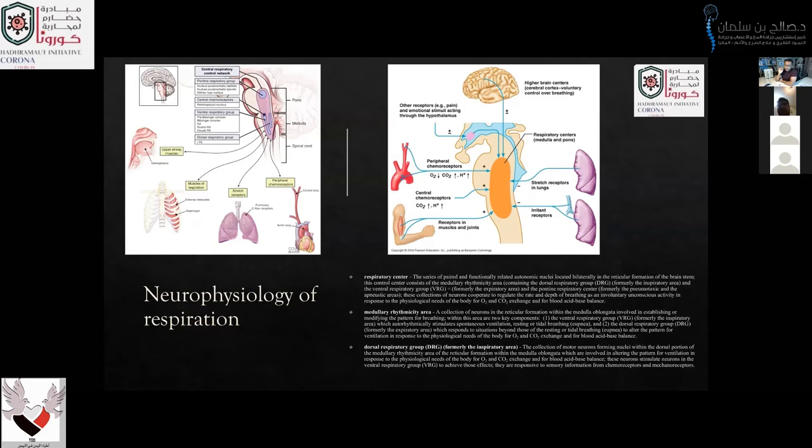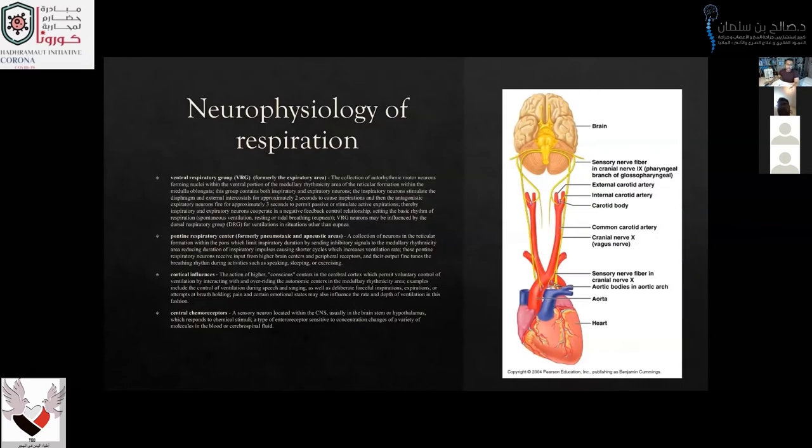The dorsal respiratory group, formerly the inspiratory area, is a collection of motor neurons forming nuclei within the dorsal portion of the medullary rhythmicity area of the reticular formation within the medulla oblongata, which are involved in altering the pattern of ventilation in response to the physiological needs of the body for oxygen and carbon dioxide exchange for blood acid-base balance. These neurons stimulate neurons in the ventral respiratory group to achieve those effects. They are responsive to sensory information from chemoreceptors and mechanoreceptors, which we will talk about now.